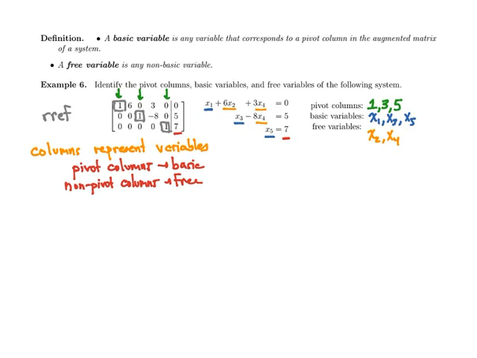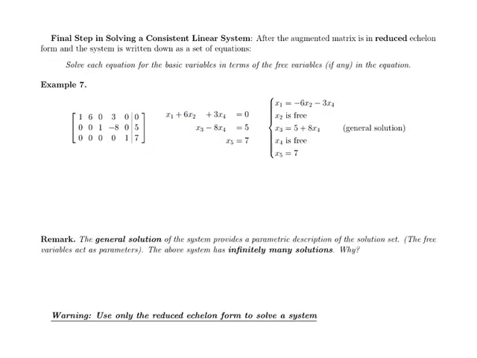Now that we have these basic and free variables and we have this row-reduced echelon form, now we can solve this system. So here in this example, same example as we had before, we have our same system, we have our basic and free variables. We are going to write the basic variables in terms of the free variables, if there are any. So our basic variables here are x1, x3, and x5. And we are going to write those basic variables in terms of our free variables, x2 and x4.